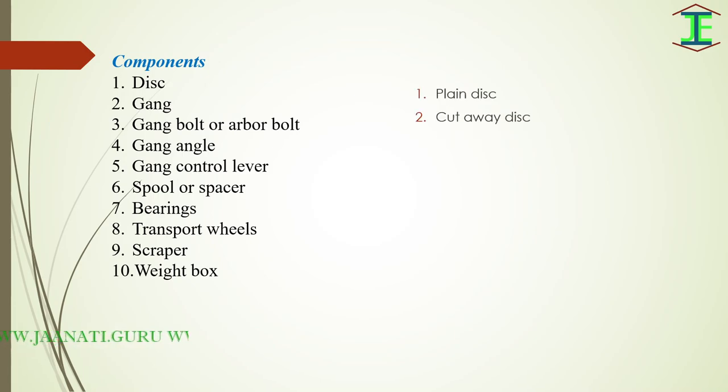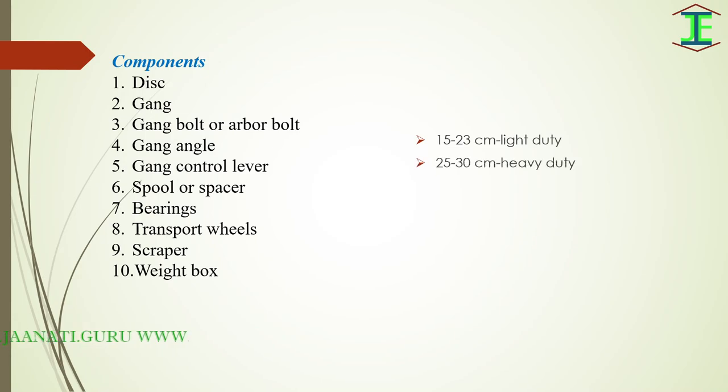Gang: the assembly of these concave discs is called a gang. Gang axle: it is a shaft on which the set of discs are mounted. For light duty harrows, the spacing between discs is 15 to 23 centimeters, and for heavy duty harrows, the spacing is 25 to 30 centimeters. Gang angle is the angle between the axis of the gang and the line perpendicular to the direction of travel.